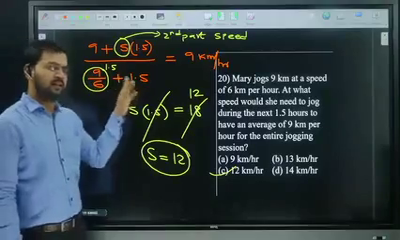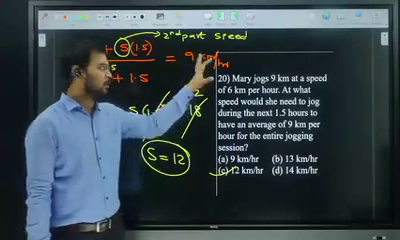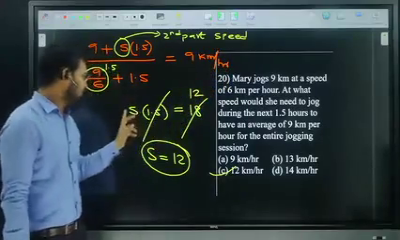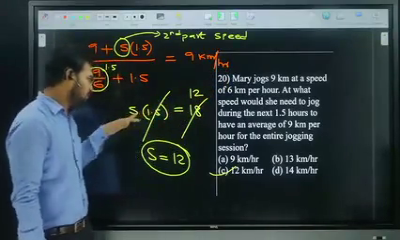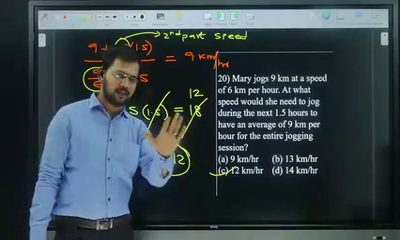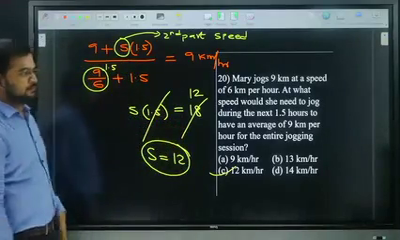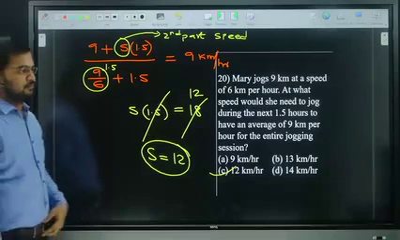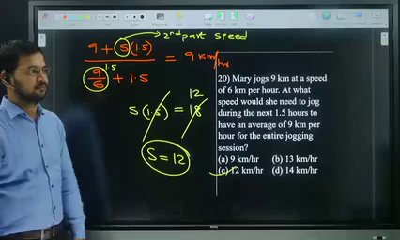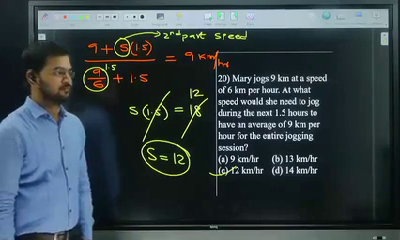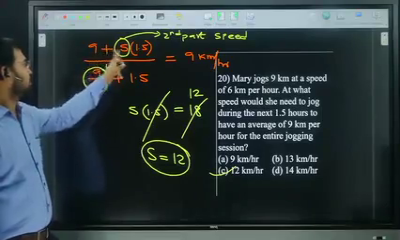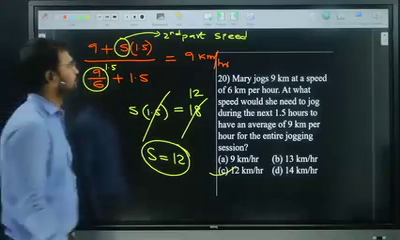1.5 plus 1.5 is 3. 3 comes to this side, 27. This 9 comes to this side, 27 minus 9 is 18. s into 1.5 is equal to 18, so s is 12. Therefore, the second part journey speed is 12. All of you clear? So total distance by total time is nothing but average speed.